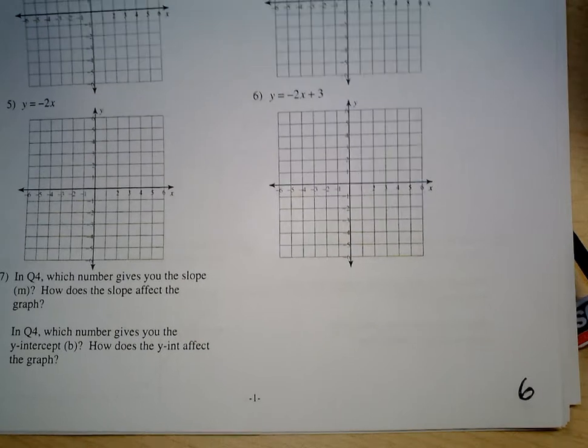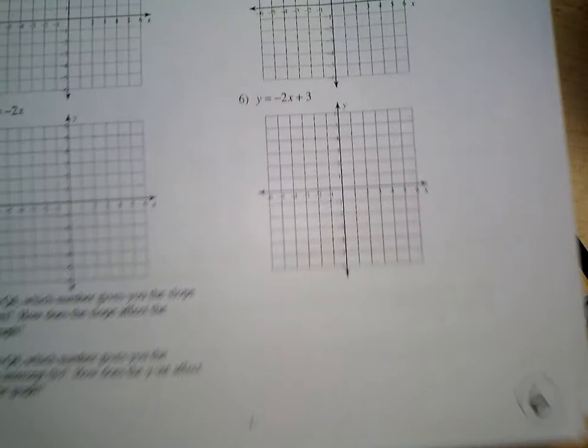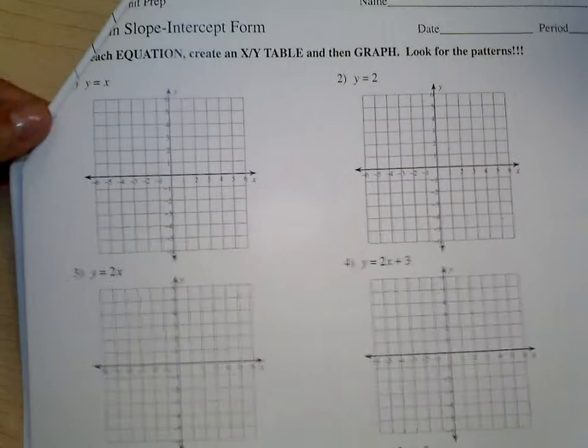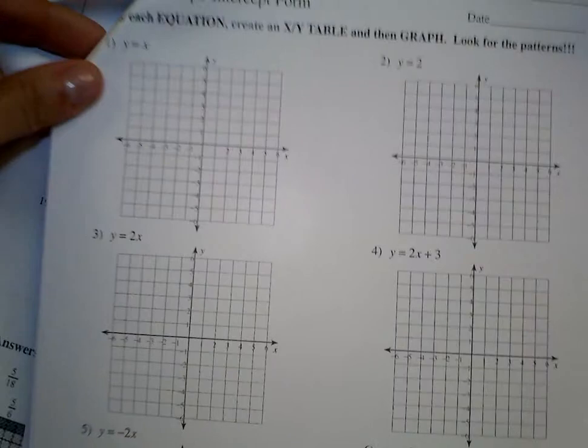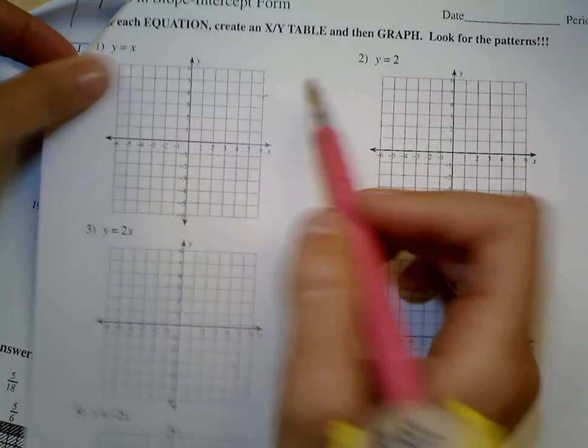Okay, so I'm on page 6 of our Thanksgiving review packet. So let's go to page 6. And the directions are asking, for each equation, we need to create an XY table and then graph. So let's do number 1.